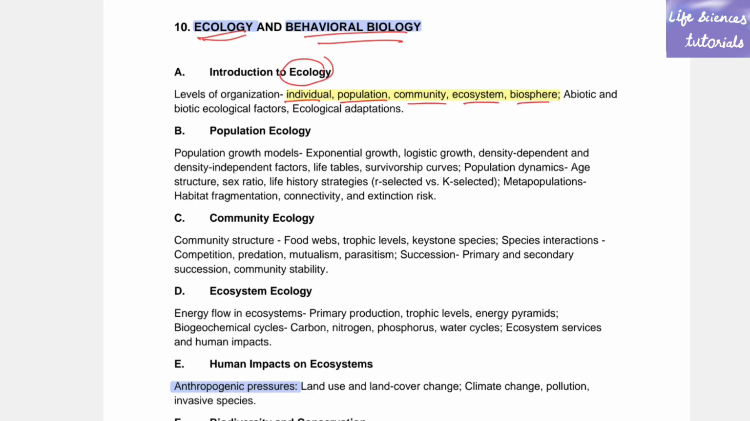What is an individual? What is population? How population and community are different from each other? What is the meaning of biosphere, right? We start from this. So even if they mention or don't mention, you have to study. This is very basic, but now they have mentioned, so you have to study, right?